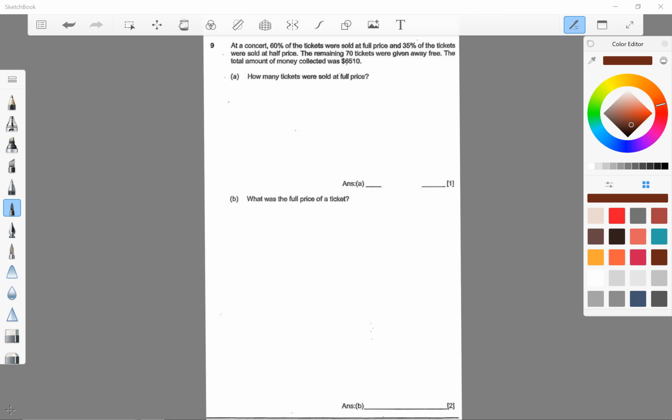At a concert, 60% of the tickets were sold at full price. So 60% goes to the full price. And it's mentioned that 35% half price. Alright, so H for half. And the remaining 70 tickets were given away free, completely free. And the total amount of money collected was $6,510. So first part, they are asking us, tickets sold at full price. Second part, what was the full price of a ticket?